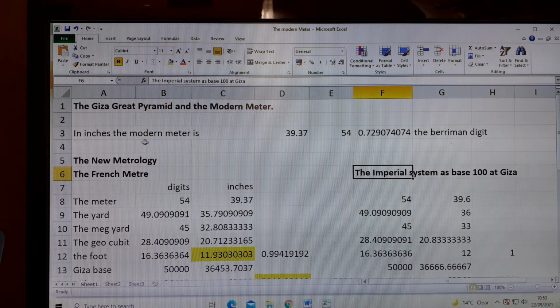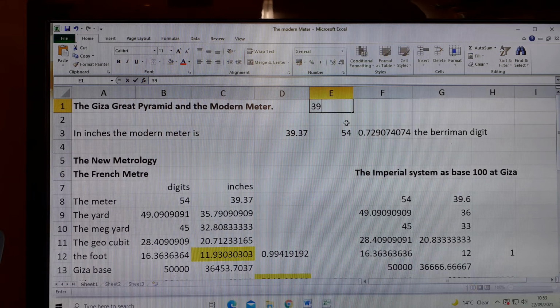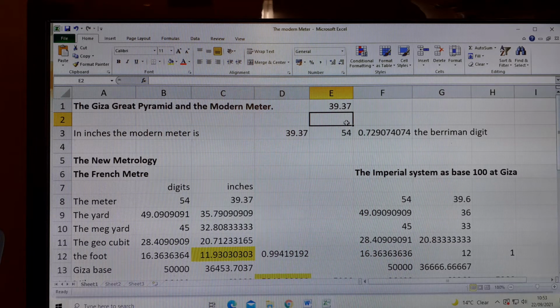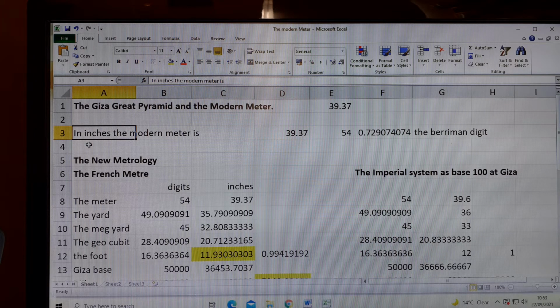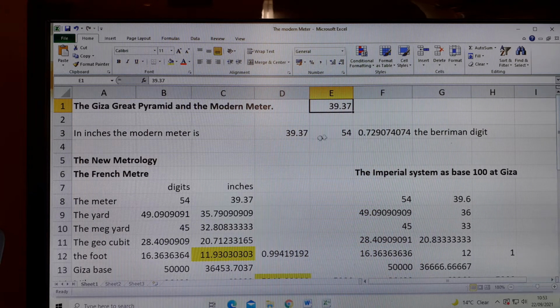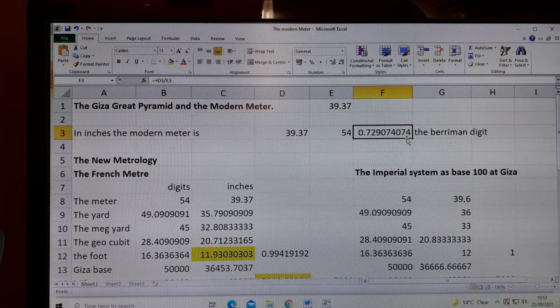We're going to look at the Giza Great Pyramid and the modern metre, the French metre. We're going to use 39.37 inches because that's the simplest version to use for this calculation. There is another version that I talked about in the last presentation, but I've decided to use this because it divides a lot easier. So we can apply Berriman's system to this metre because we know there are 54 digits in there, and that's the Berriman digit in the modern French metre.